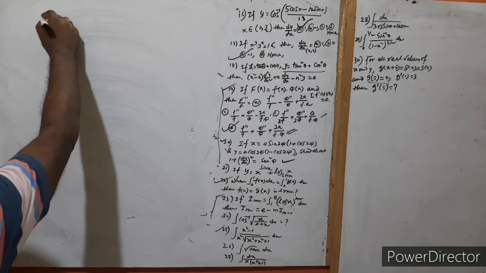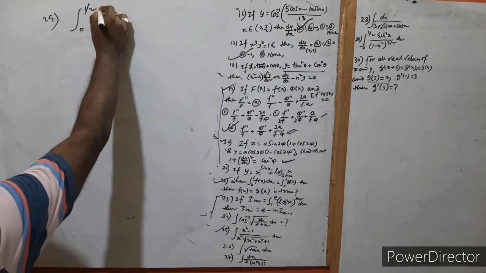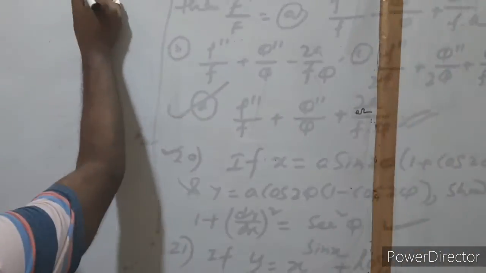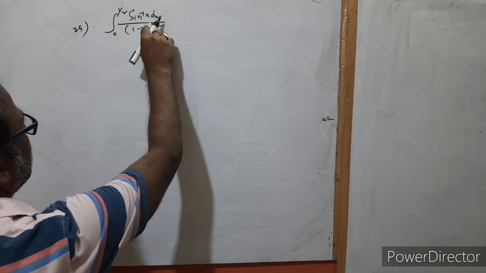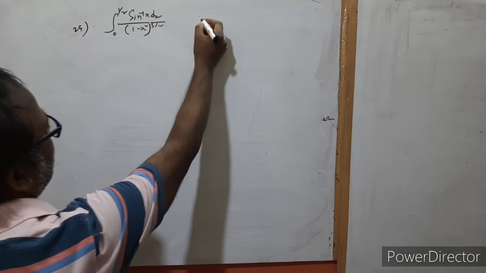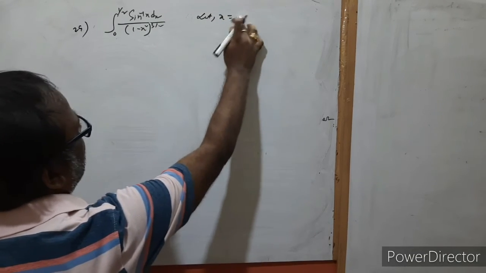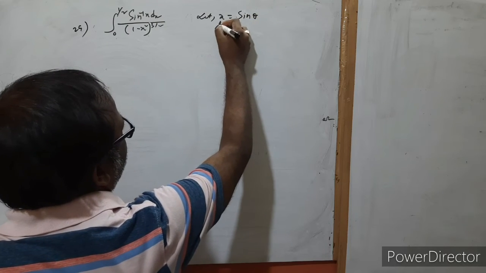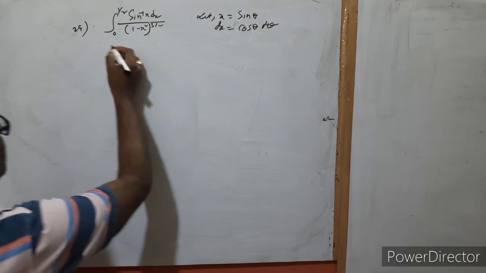This is question 29: integral from 0 to 1 by 2 of sin inverse x dx, all divided by (1 minus x square) whole to the power 3 by 2. Let x equal sin theta, and differentiate this: dx equals cos theta d theta.